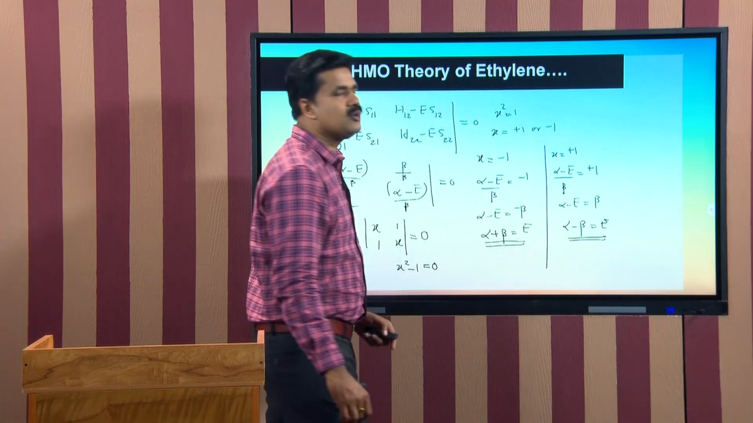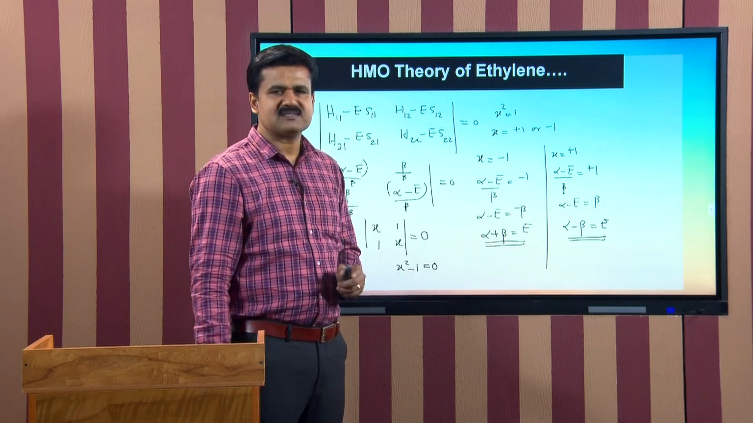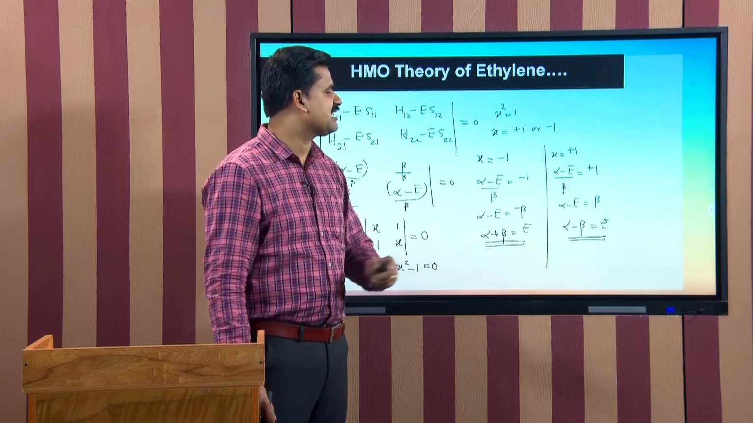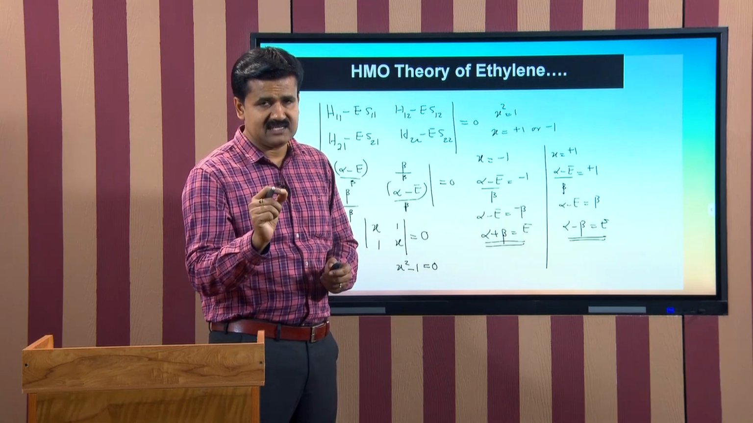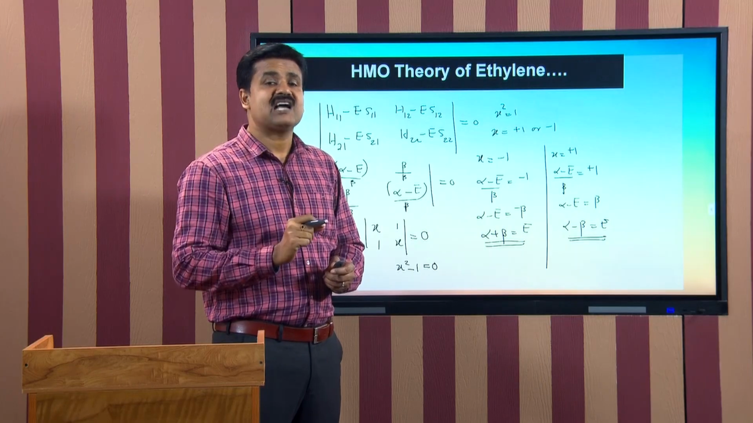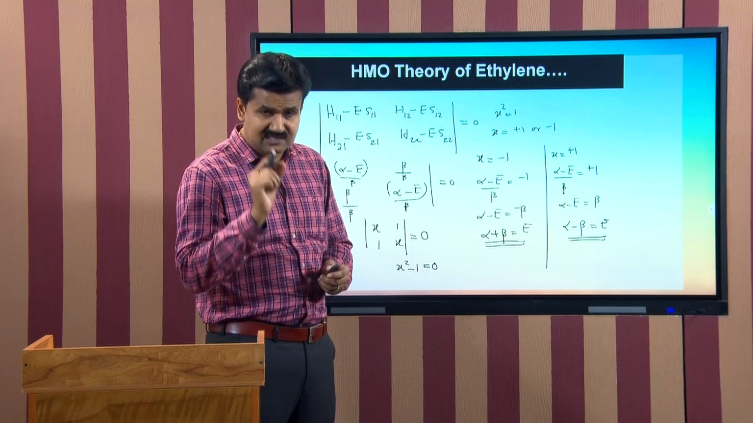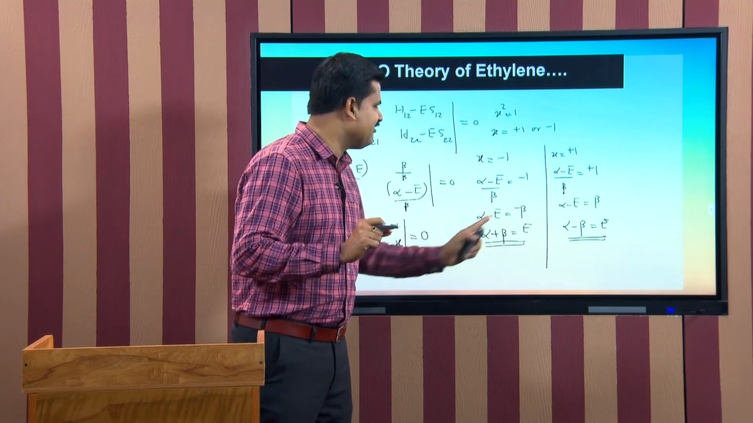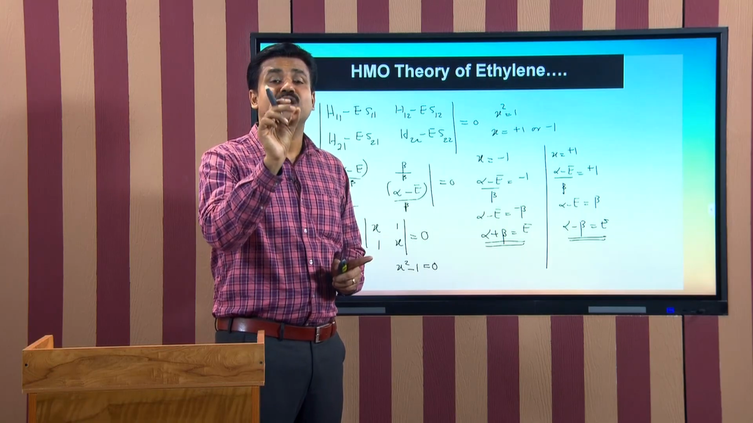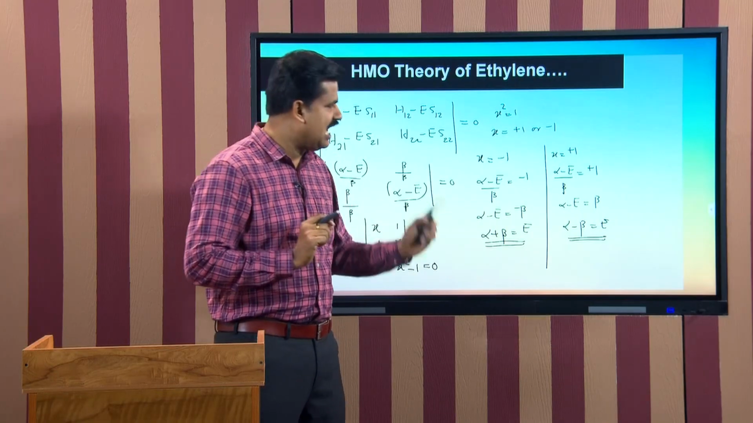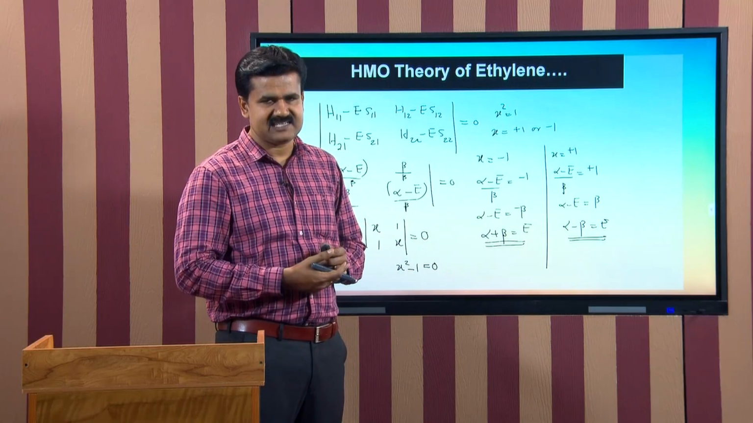So we got two energy levels. One energy level is alpha plus beta and the other energy level is alpha minus beta. It should be noted that the two quantities alpha and beta both are negative quantities. So the energy level alpha plus beta is actually the low energy state and alpha minus beta is the high energy state.